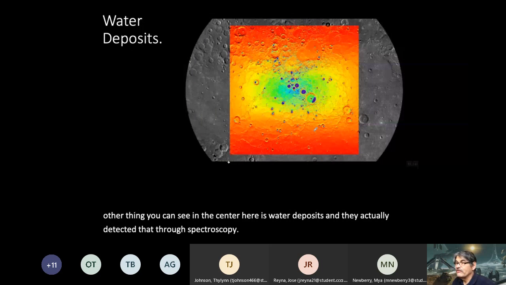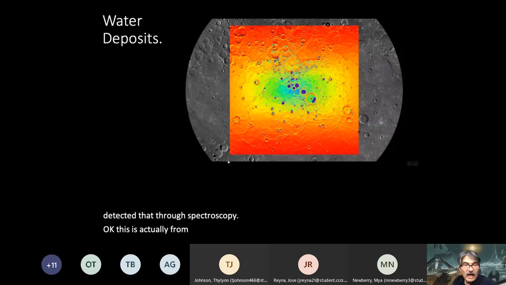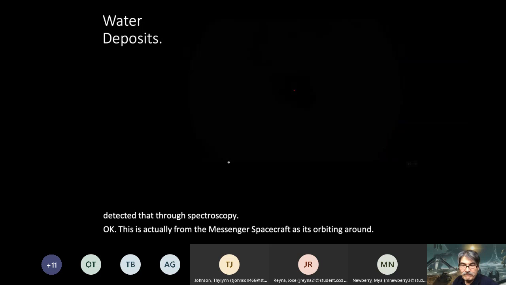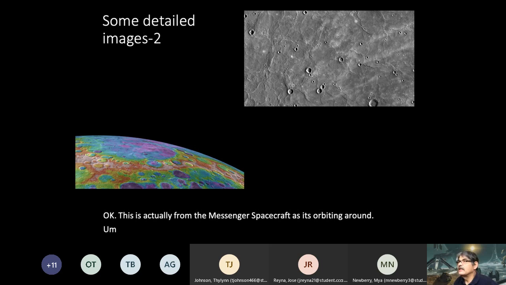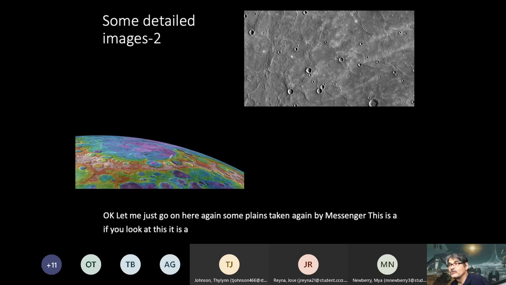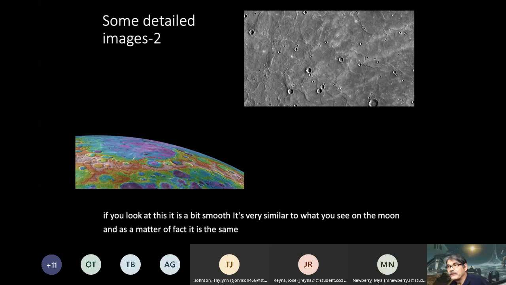Okay, this is actually from the Messenger spacecraft as it's orbiting around. Okay, let me just go on. Here again, some plains taken by Messenger. If you look at this, it is a bit smooth. It's very similar to what you see on the moon. And as a matter of fact, it is the same issue that happened on the moon.